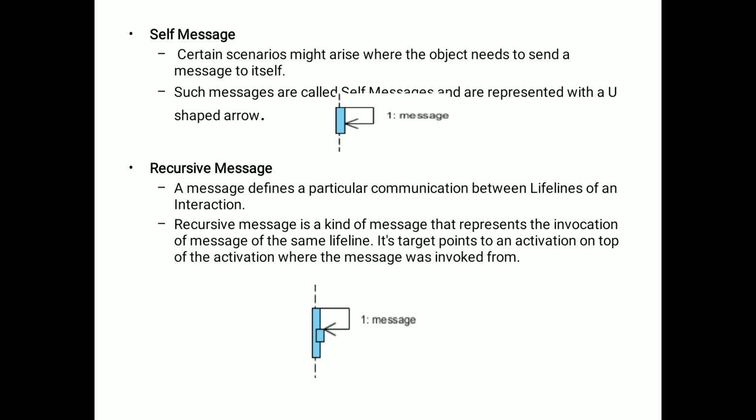Next is your recursive message. A message defines a particular communication between lifelines of an interaction. So here, a recursive message is a kind of message that represents the invocation of a message of the same lifeline. Its target points to an interaction on top of the activation where the message was invoked from.